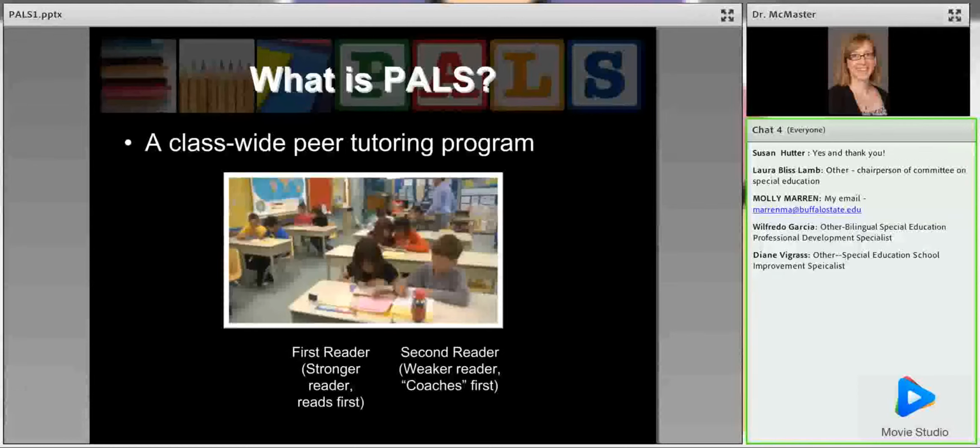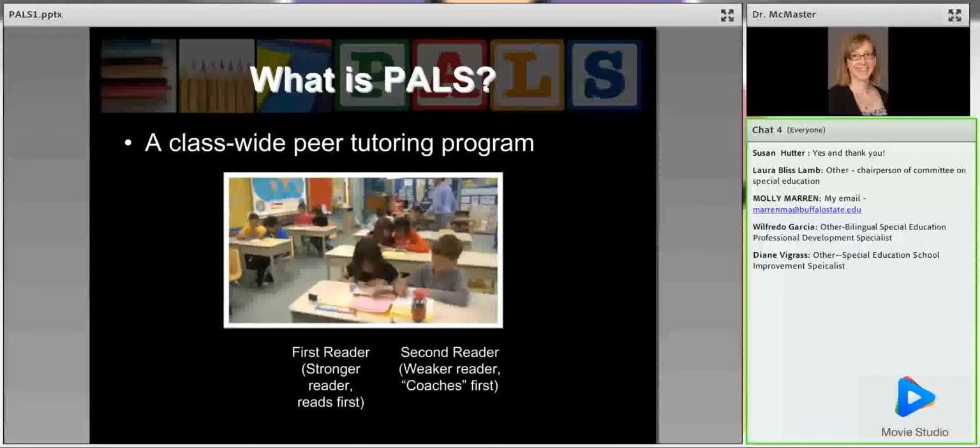So it's designed to include all of the classroom or all of the children that are in a general education classroom. And kids are paired such that there is a stronger reader paired with a weaker reader. And the stronger reader is always the first reader, and the weaker reader is always the second reader. But the second reader, or the weaker reader, has a very important job, which is to be the coach.